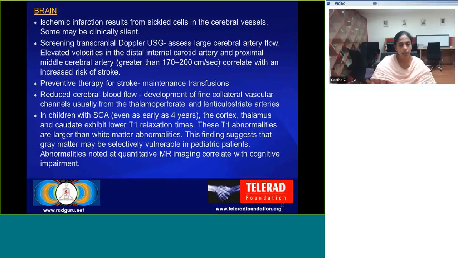In children with sickle cell anemia, even as early as 4 years, the cortex, thalamus, and the caudate nuclei exhibit lower T1 relaxation times. These T1 abnormalities are larger than white matter abnormalities, and this suggests that the gray matter is selectively vulnerable in pediatric patients. And these abnormalities on the MRI correlate with cognitive impairment often seen in these children.